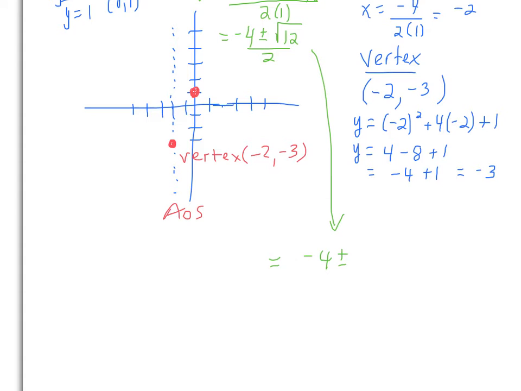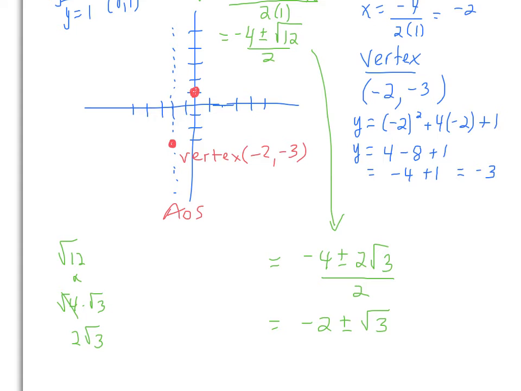Now radical 12 up to the side here, we can break this down into radical 4 times radical 3, which becomes 2 radical 3. So this would be plus or minus 2 radical 3 all over 2. From there, we can divide a 2 into each of these terms. If we do that, we're left with -2 plus or minus radical 3. So, of course, these are not integer values for our x-intercepts. If we're not allowed to use a calculator, we want to get a feel for the size of this.